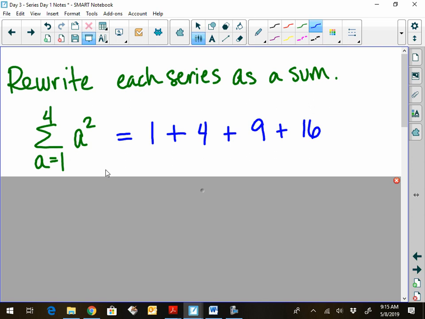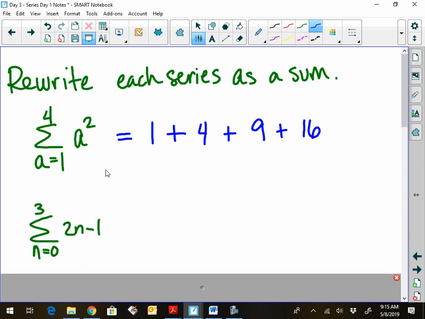Okay? The next one here, let's do the same thing. So why don't you pause it, try it, see if we get the same number. Okay, so we should get, notice how this one starts at 0. So sometimes we might have series that start at a sub 0. And that's fine. Usually they start at 1, but sometimes they do start at 0.